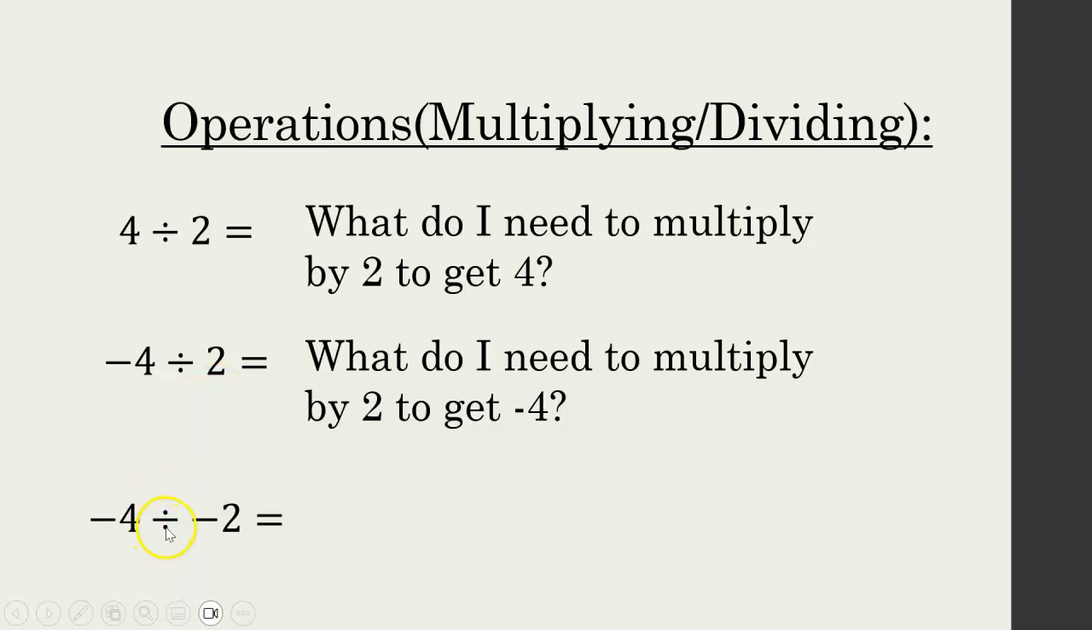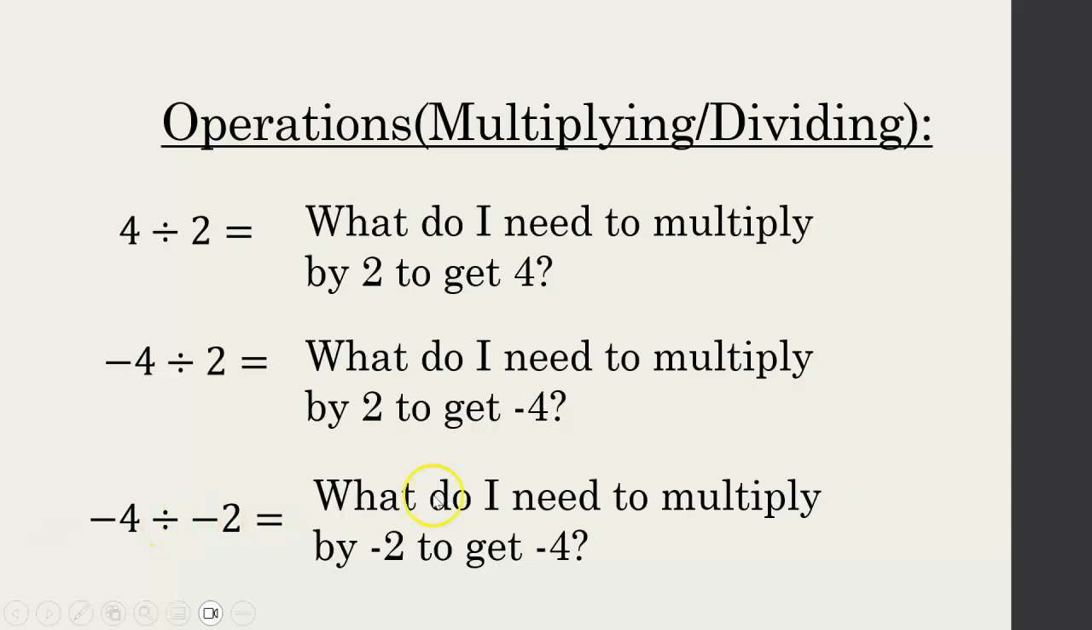What about this one? Minus 4 divided by minus 2, same logic. What do I need to multiply by minus 2 to get minus 4? Well, let's say times 2. So minus 2 times 2, well, that's going to be equal to minus 4. Yeah? So minus 4 divided by minus 2, well, that's just equal to 2.